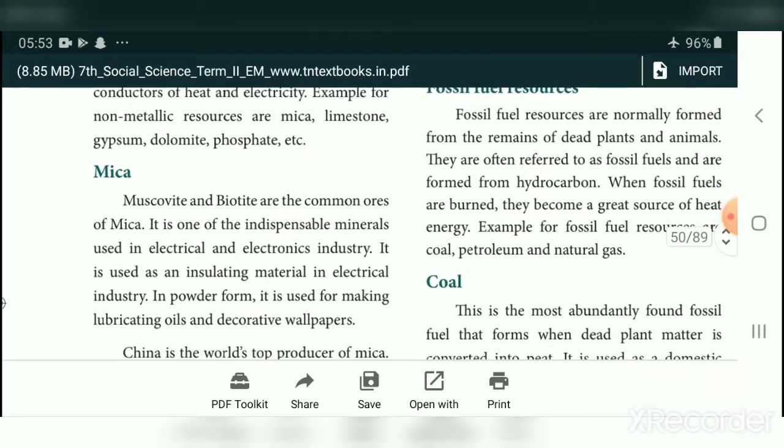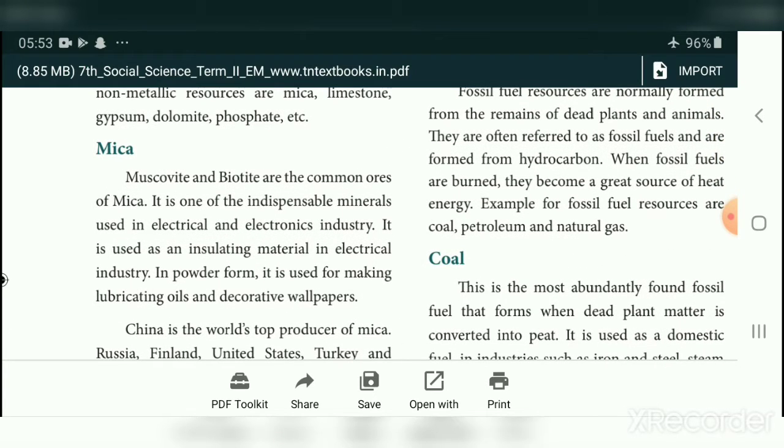First we will see mica. Muscovite and biotite, note these words. Muscovite and biotite are the common forms of mica. It is one of the indispensable minerals. It is used in electrical and electronic industries. Mica does not conduct heat and electricity, so it is used in these industries. It is used as an insulating material in the electrical industry.